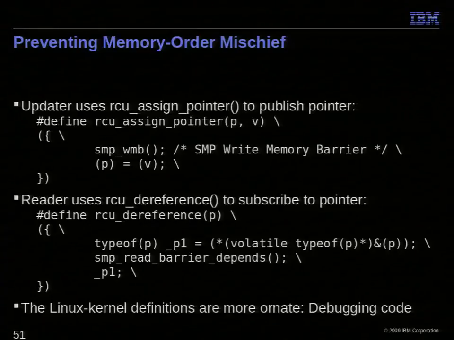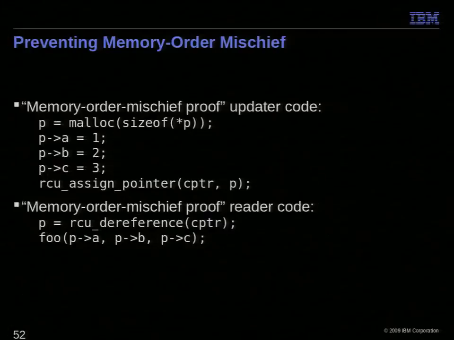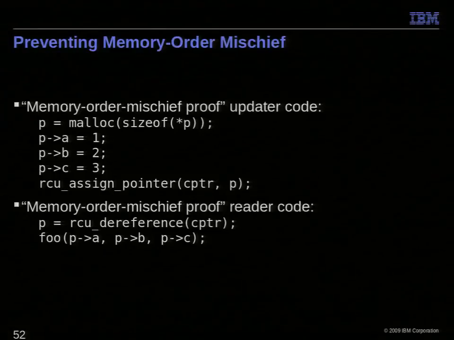And again, the Linux kernel implementations are much more ornate because they have a bunch of debugging inside of there. Lock dependency checking and a bunch of other stuff like that. So what we do instead is we mischief-proof our code, which means we do just as we did before to allocate it and initialize it, but then we use rcu_assign_pointer to assign p to cptr. And on the read side, we say p equals rcu_dereference of cptr instead of just p equals cptr, and then we can use it safely. And if we use those, then those two primitives put together will force both the compiler and the CPU to do the right thing.